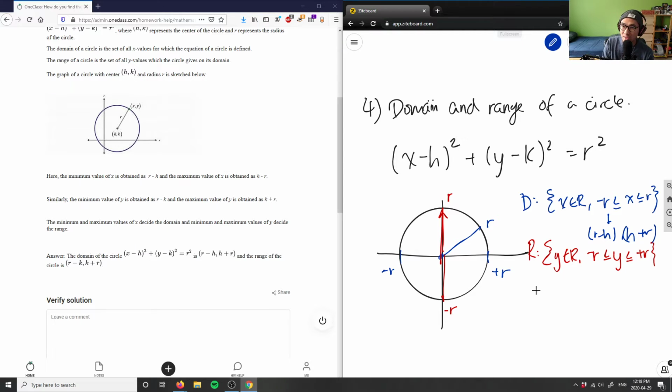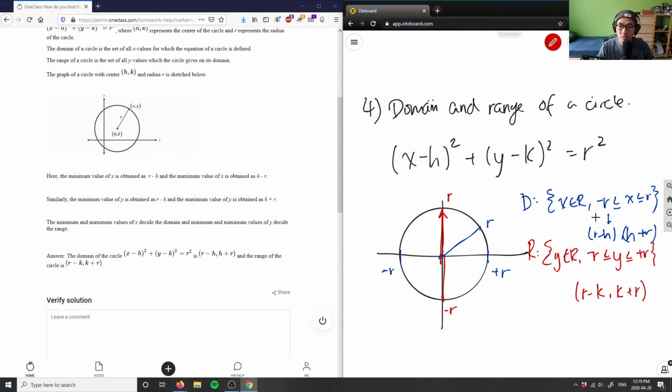And the same with the range, we can say k minus r to k plus r here. And this would also be correct, depending on where the center of the circle is. So I assumed that it was 0, which means it was r here, but it's not always the case that our center point is 0.